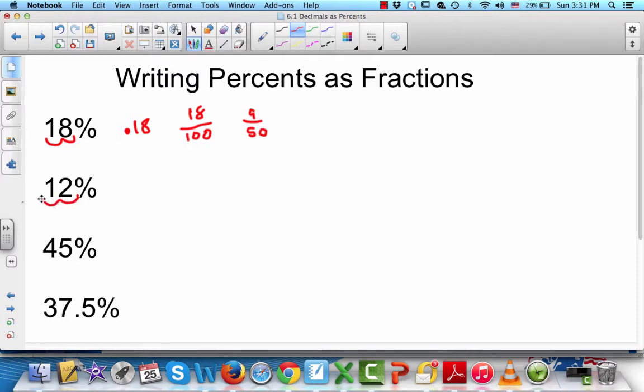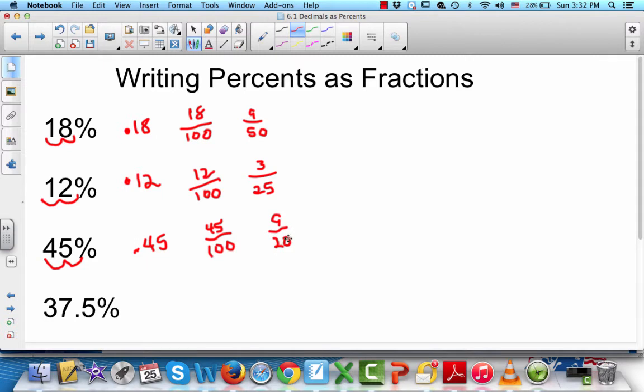Then we've got 12%. We move it over 2 places. That gives us 0.12. Remember, you read this as 12. 2 decimal places makes it hundredths. 12 hundredths. Both those are divisible by 4. So 12 divided by 4 is 3. And 100 divided by 4 is 25. Then we've got 45%. Move the decimal over 2 places. And you've got 0.45, which is 45 hundredths. Both these are divisible by 5. So that gives you 9/20.